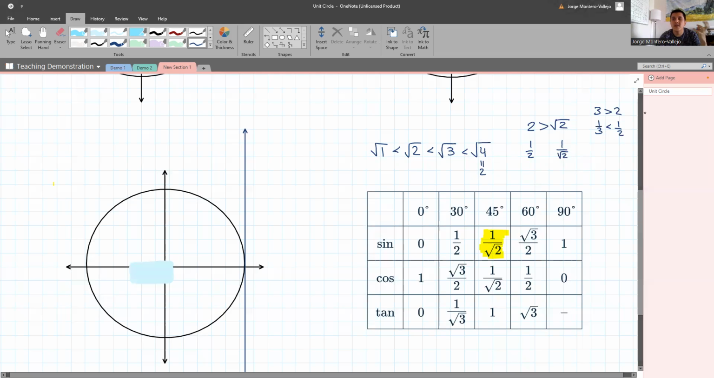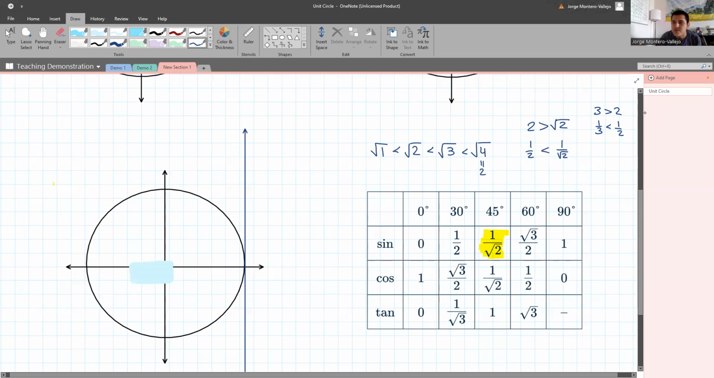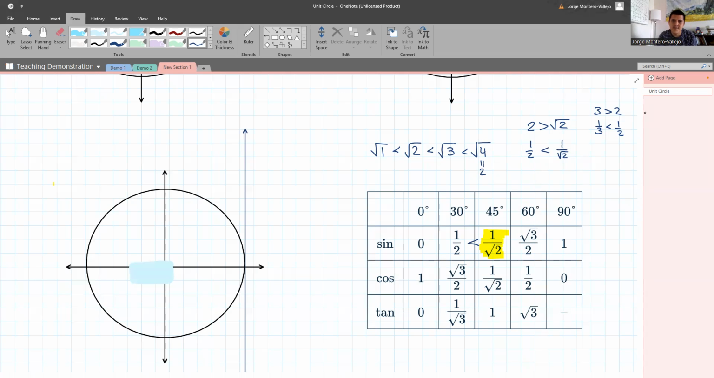So when you have a number that is bigger than another one, if you then use them as denominators of 1, the order changes. So if 2 is, to begin with, bigger than the square root of 2, then when we divide 1 by 2, that is actually going to be less than 1 over the square root of 2. So then we can identify that 1/2 is less than 1 over the square root of 2.